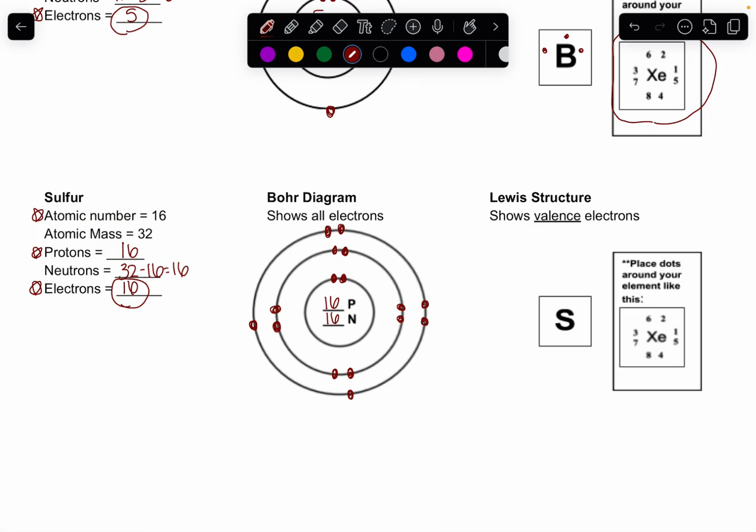I'm going to double check. It's really easy to count when I have them in pairs like this. I can see I have 2, 4, 6, 8, 10, 12, 14, and then 2 singles, 15, and 16. Again, for my Lewis structure, I'm looking at just my valence electrons. I can see I have 6 valence electrons. So I'm going to do 1, 2, 3, 4, 5, 6. Whoops, that one's a little bit in the middle there. It should be more towards the top.